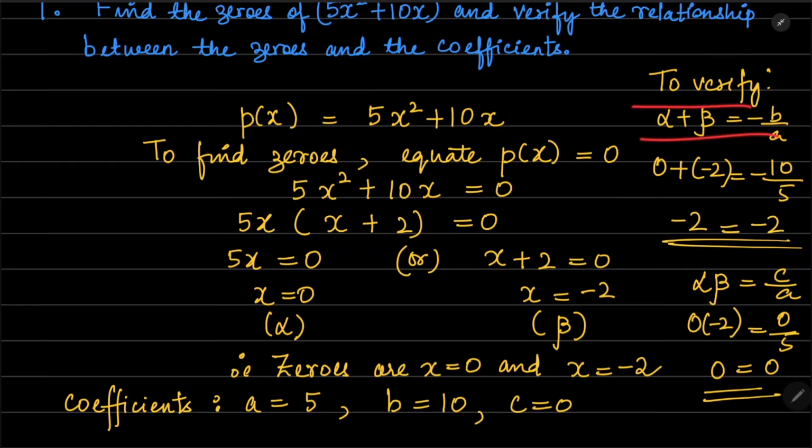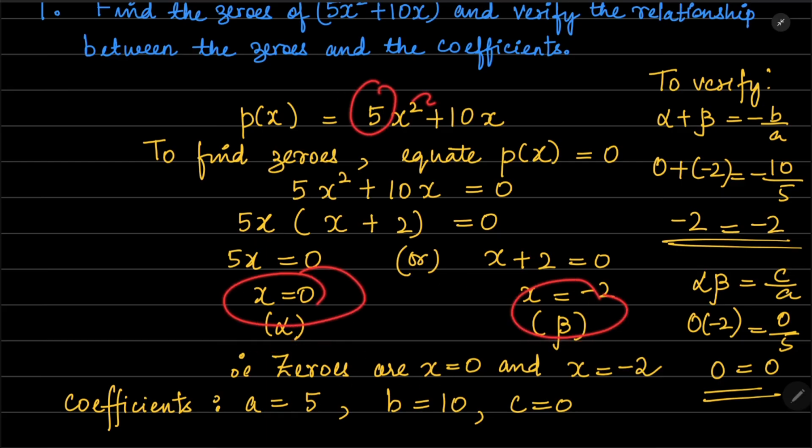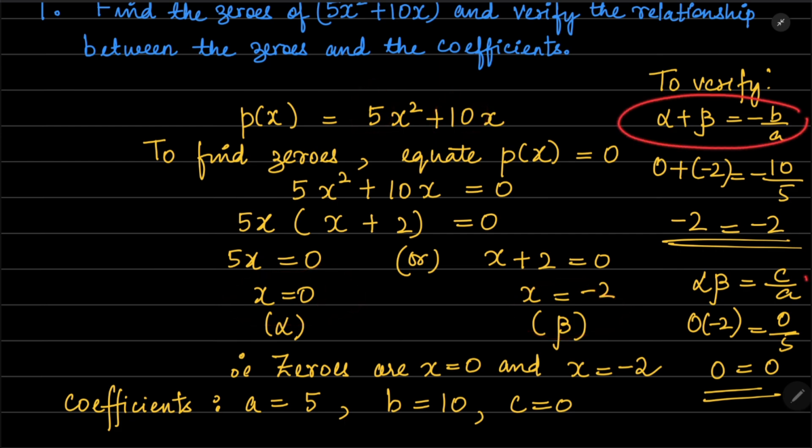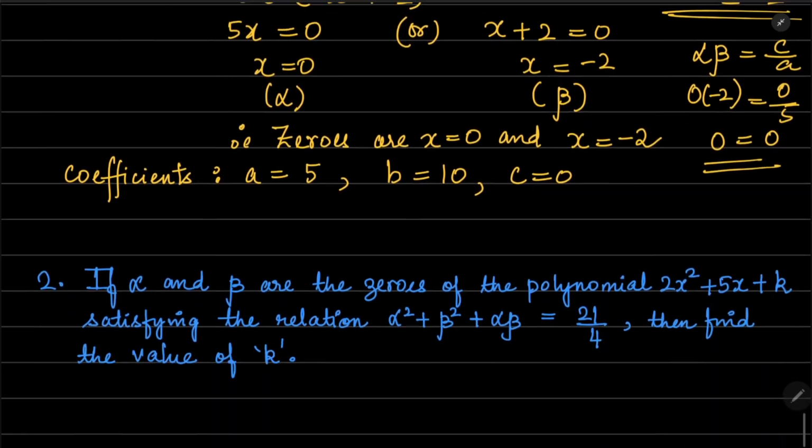But make sure you understand these formulas. You can take out the coefficients from the given polynomial. You have already calculated and found the zeros, which will be alpha and beta. And remember the relationship between these zeros and the coefficients. What is it? Alpha plus beta equal to minus b by a, alpha beta equal to c by a. Let's do another question.